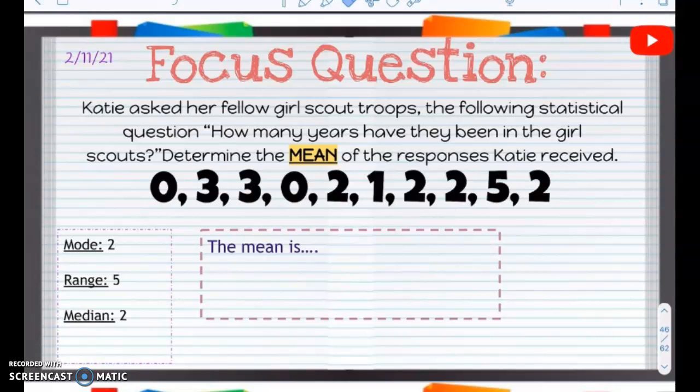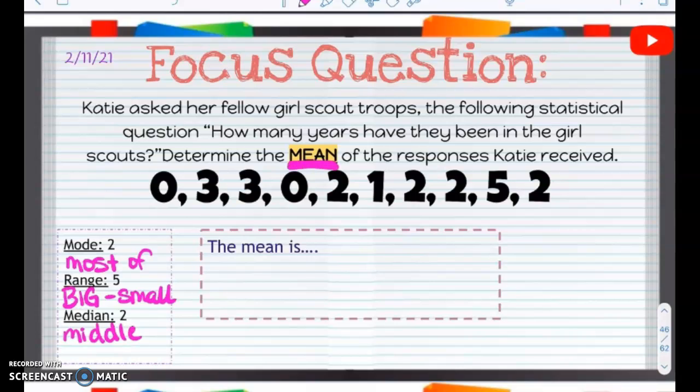We're going to find the mean. Remember, on Monday, we found the mode, which was the number we saw the most of. The range was the biggest number minus the smallest number. And the median was the number in the middle. Now we're going to find the mean.